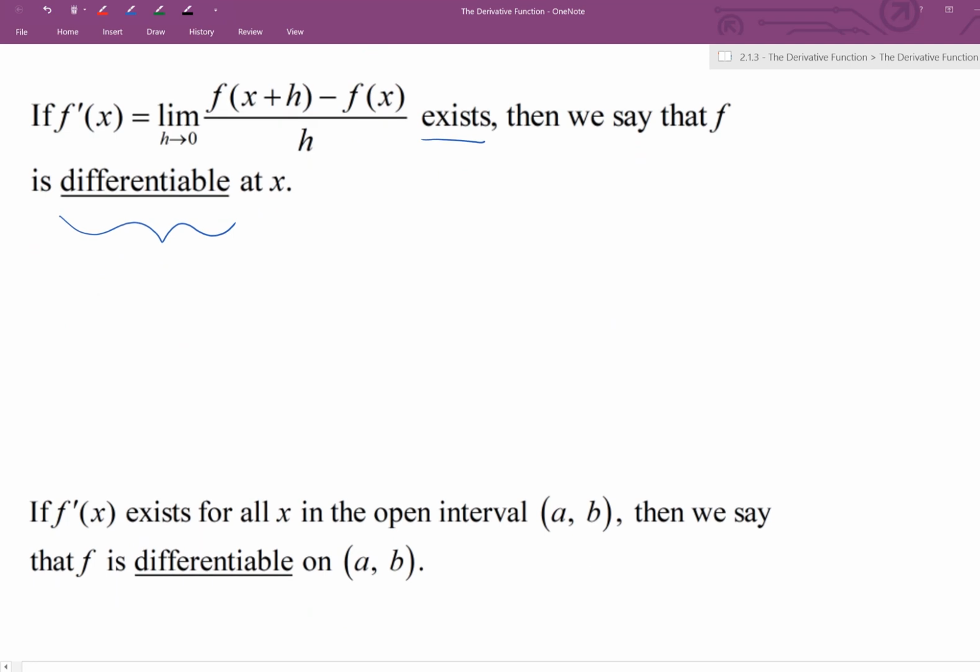And if the derivative function f prime of x exists for all values of x in an open interval, as we'll see, we always talk about differentiability over open intervals, say a to b, then we say that the function f is, go figure, differentiable over the entire interval, meaning that its slope is defined at all values between a and b.